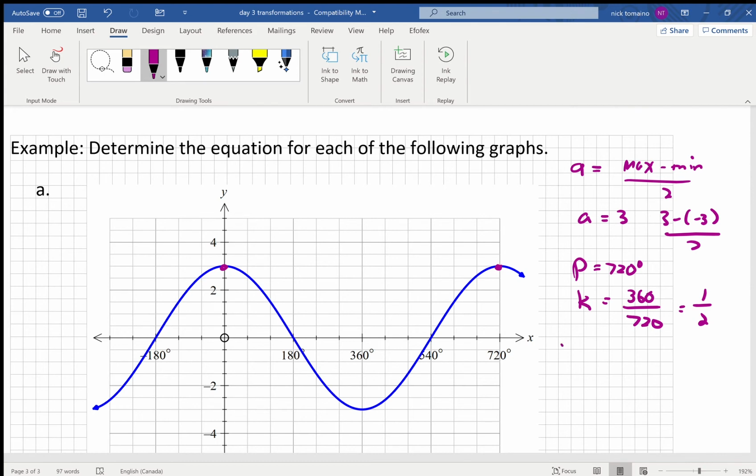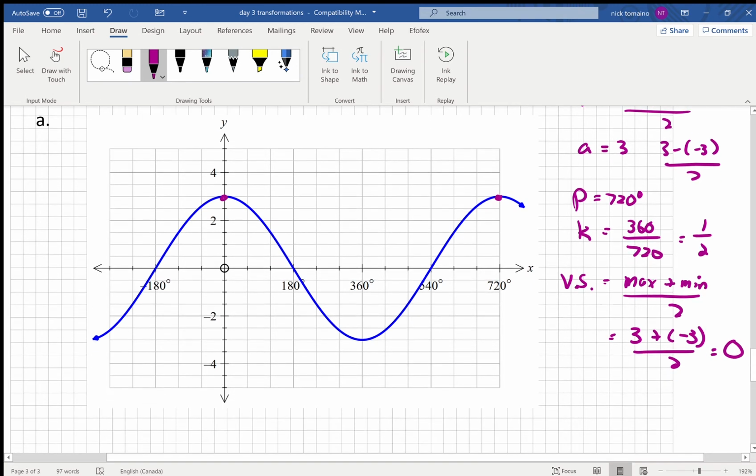But to get the vertical shift, if you're given data, for example, you would use the formula of the max y value plus the min y value divided by 2. So in this case right here, your max is 3 plus your min is -3 over 2, which equals 0. So a cosine function would look like this: y is equal to 3 cos x over 2, or 1/2 x.